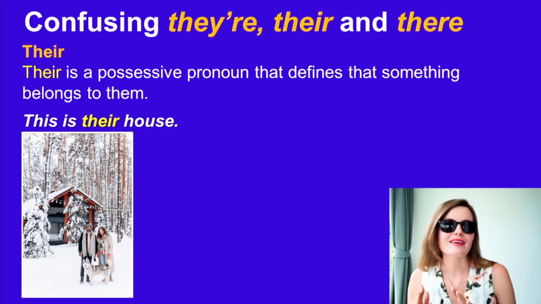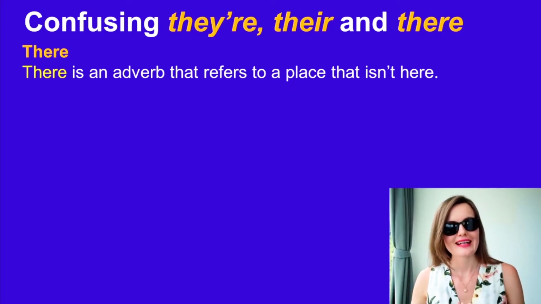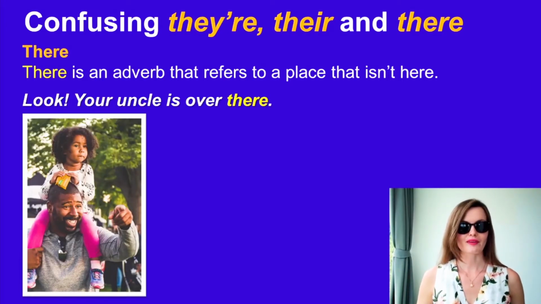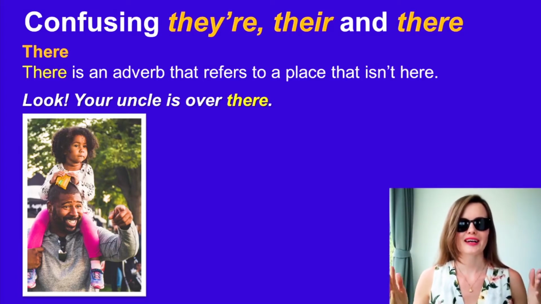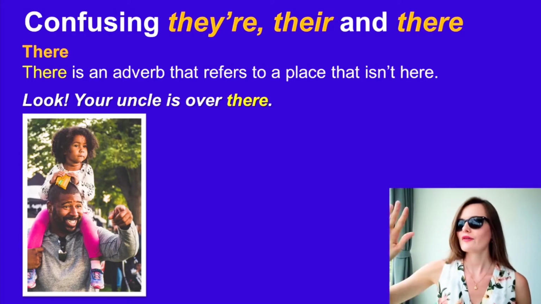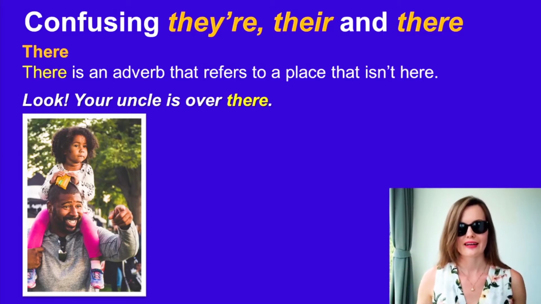This is their house. And the third word, there, is an adverb that refers to a place that isn't here. For example, look, your uncle is over there. Just look at this picture and imagine that the dad tells his daughter, look, your uncle is over there. It's somewhere, not here. It's there, at a distance, right? There. And this is how you spell this word, T-H-E-R-E. Please keep this in mind and don't confuse these three words anymore.